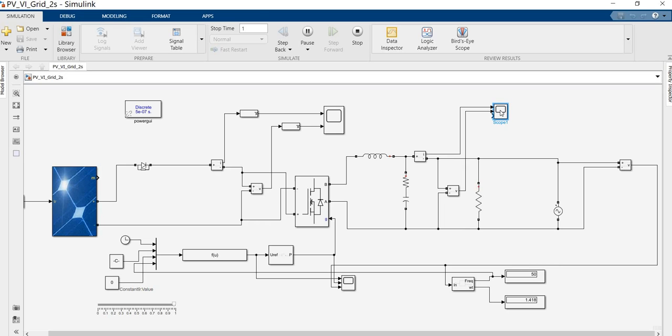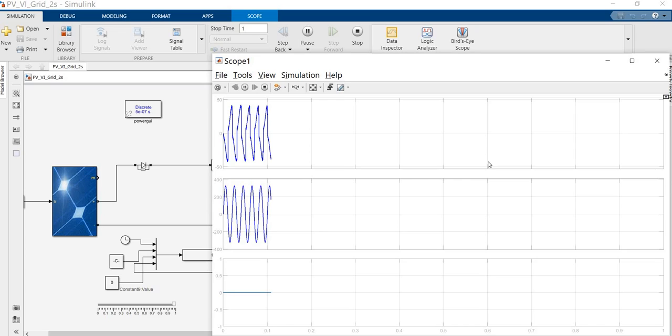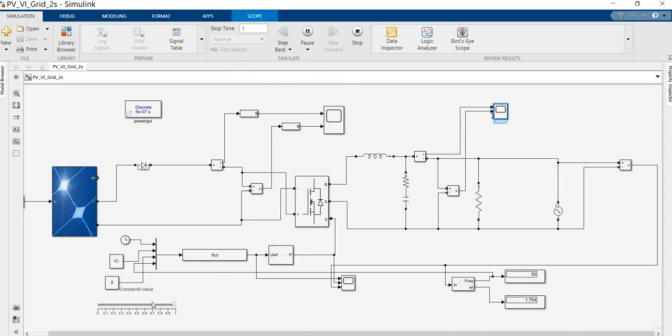Now I am going to double click this scope. So what is the output? This is the output, which is nearly 3 plus or 3 something. Another one is the current, and another one is the voltage which is available. Now I am going to change this to 0.5. So 0.5, now it can be changed.